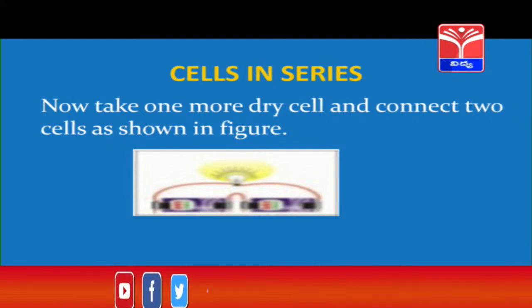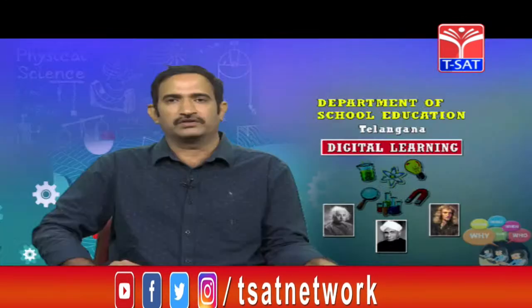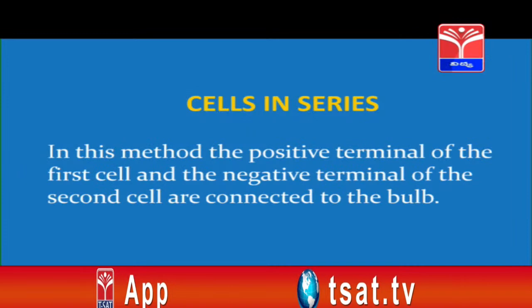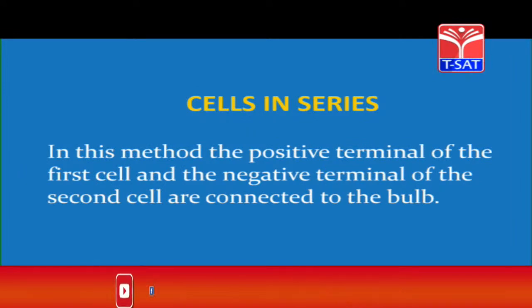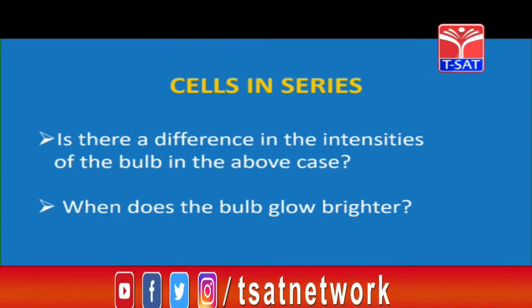If we keep three cells, again the intensity of the bulb will increase. This arrangement is nothing but a series arrangement of cells. In this method, the positive terminal of the first cell and the negative terminal of the second cell are connected, and then to the bulb. Is there any difference in the intensities of the bulb in the above cases? Yes.